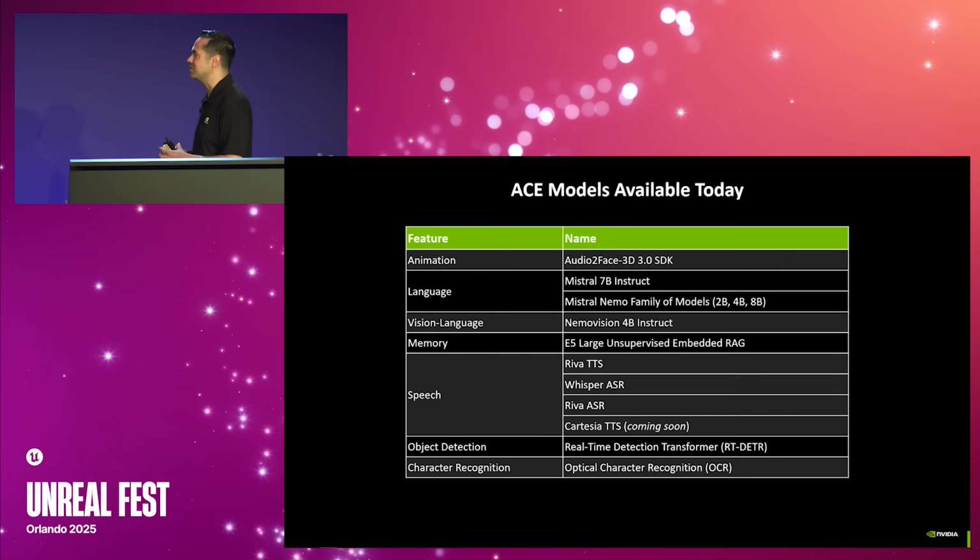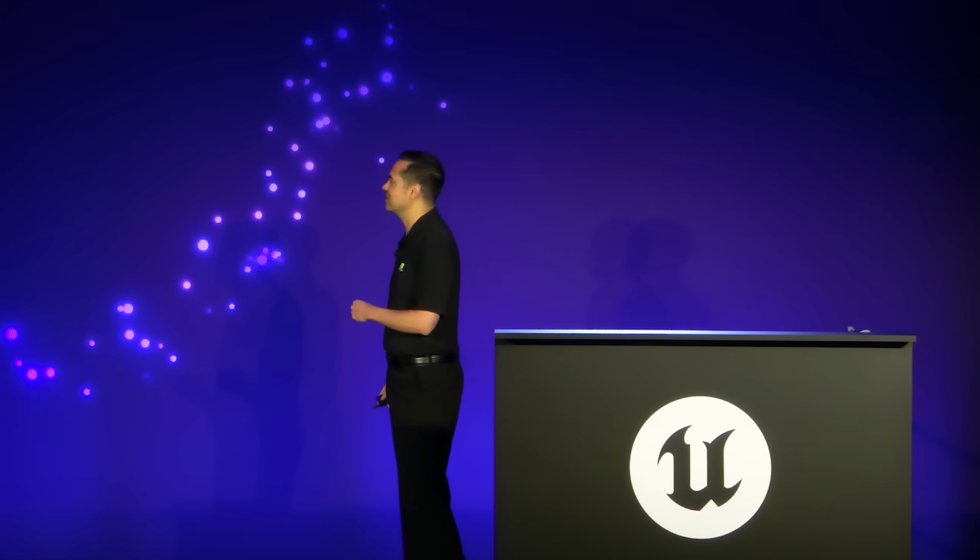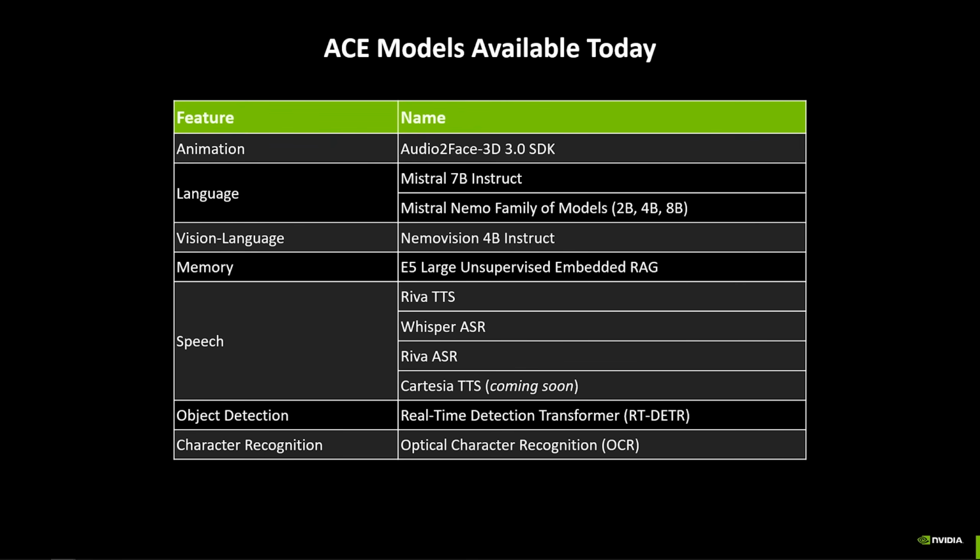We also support our Mistral NeMo family of models. We have our 2 billion parameter, 4 billion parameter, and 8 billion parameter variations. These are all distilled down from a larger language model that was 12 billion parameters. So this is very important for maybe function calling, instruct. We also support our vision language model. This is through our NeMo Vision 4B instruct, so it can understand images. I'll show you an example a little bit later on how that works. And then memory, I think I discussed this earlier. We specifically use the E5 large unsupervised embedding model. This can support your retrieval augmented generation.